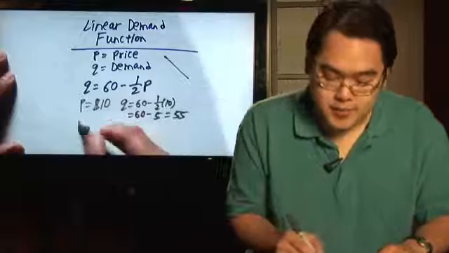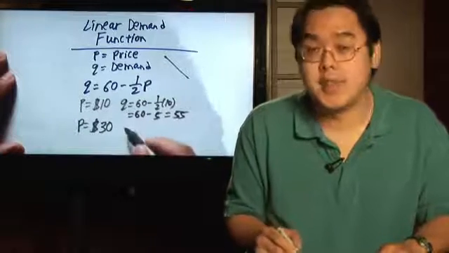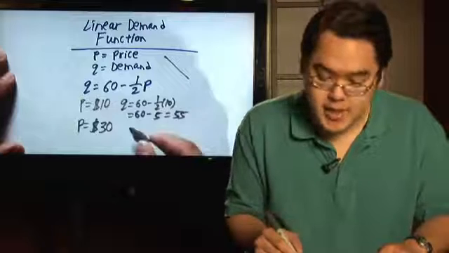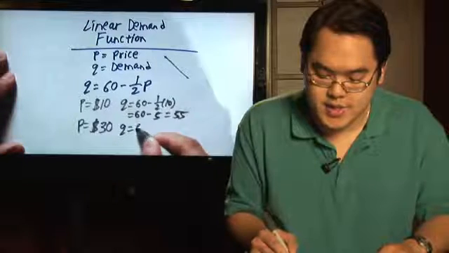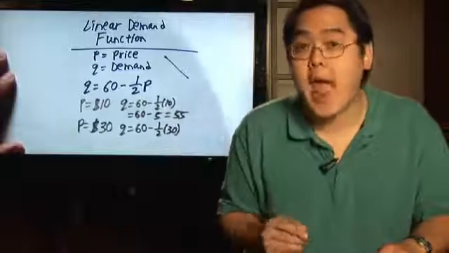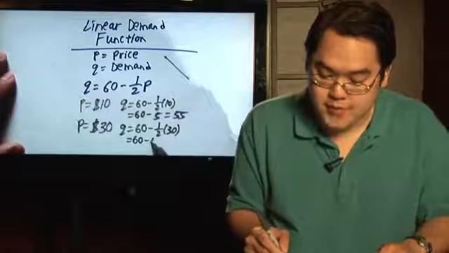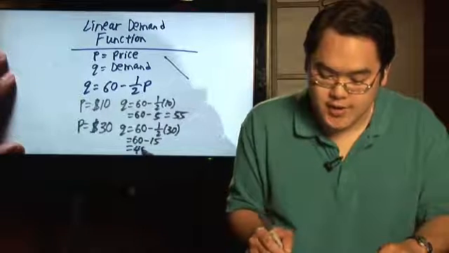Now, let's just say your price was $30, and then you want to find out what the demand happens to be. So you have Q equals 60 minus 1/2 of 30. And as you know, half of 30 is 15. So you have 60 minus 15, which is 45 items.